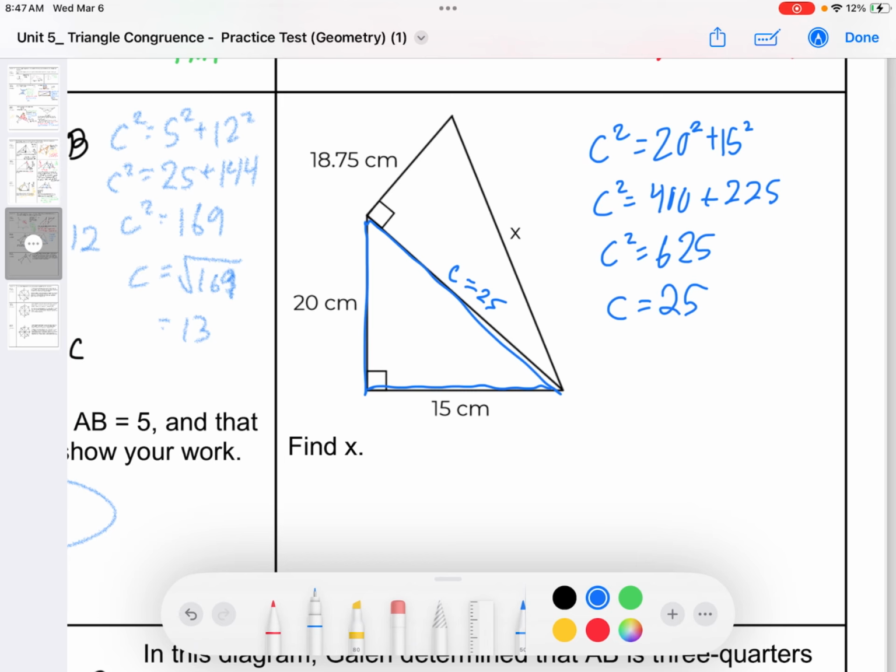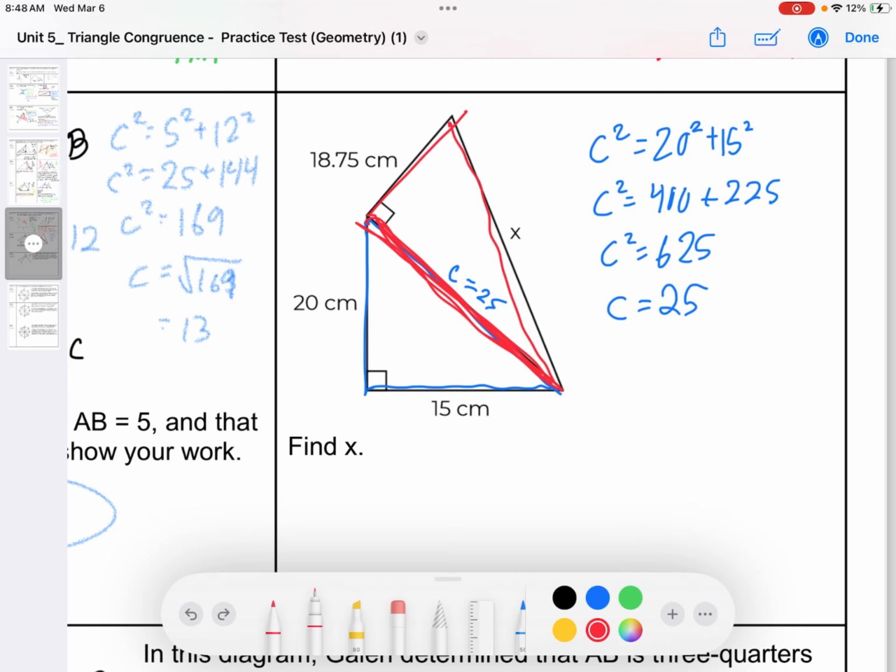So this length that I'm highlighting in red here, that's 25. Now look at the red triangle. This red triangle is also a right triangle, so I can use the Pythagorean theorem a second time on it. Now that I know this, use it to find x.